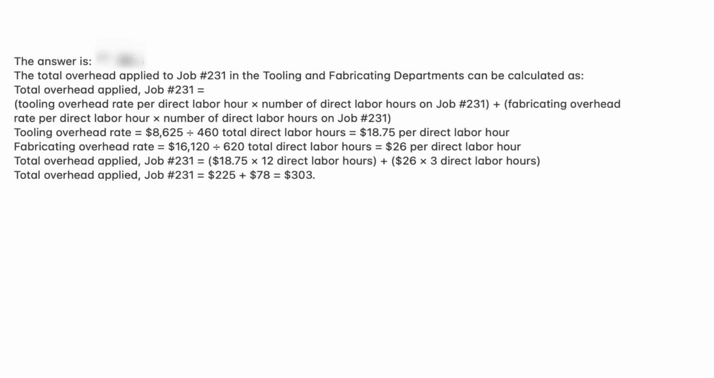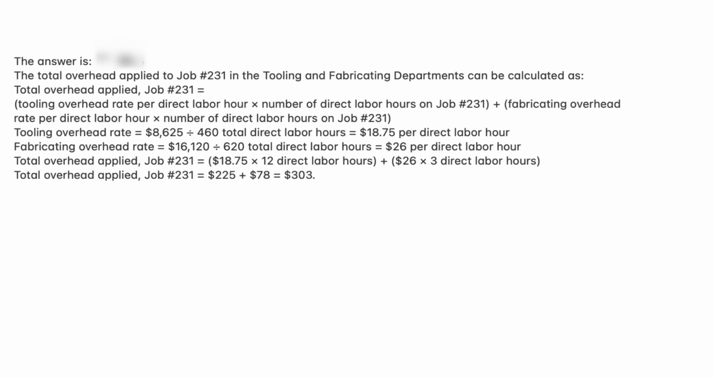$225. The total overhead applied to job number 231 in the tooling and fabricating departments can be calculated as total overhead applied, job number 231 equals tooling overhead rate per direct labor hour times number of direct labor hours on job number 231, plus fabricating overhead rate per direct labor hour times number of direct labor hours on job number 231. Tooling overhead rate equals $8,625 divided by 460 total direct labor hours equals $18.75 per direct labor hour.